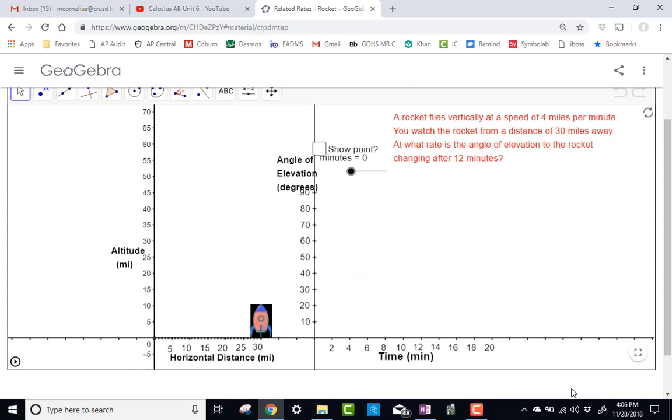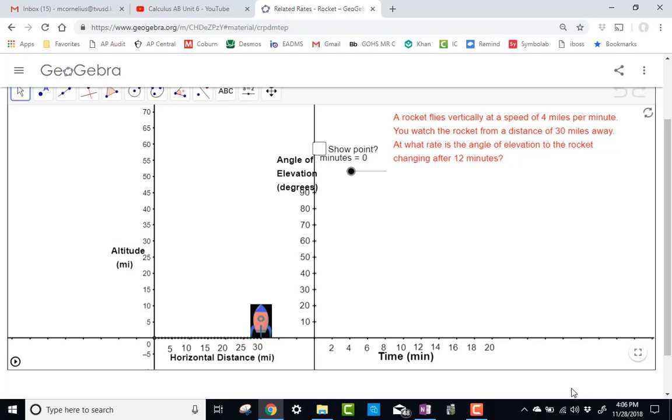Okay, so here's our next one. A rocket flies vertically at a speed of 4 miles per minute. You are watching the rocket from a distance of 30 miles away. You can see at the bottom of the graph it says horizontal distance in miles, so you're basically over here at 0. The rocket's 30 miles away. At what rate is the angle of elevation to the rocket changing after 12 minutes?